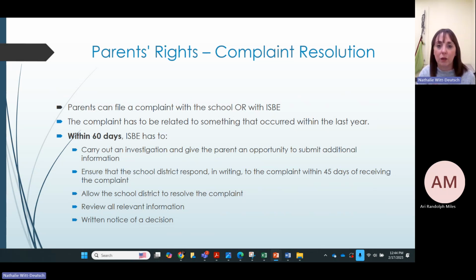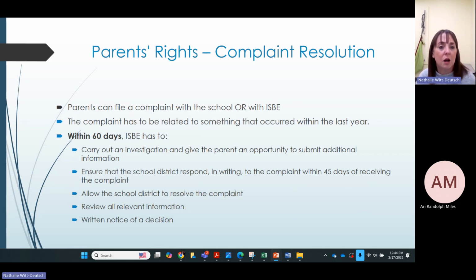So even if, again, like you said, you went directly to the school to make your complaint, they still have to report it to the state so that the state picks up the complaint and handles it further from there. Ensure that the school district is responding in writing to the complaint within 45 days of receiving the complaint. So the school district has 45 days to turn it over to the state.